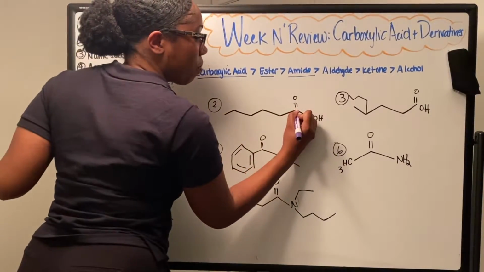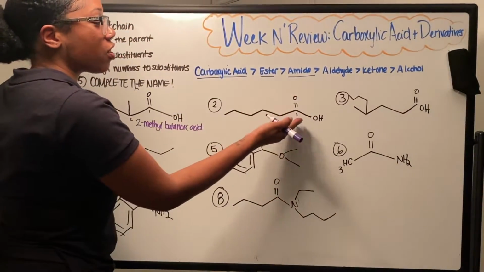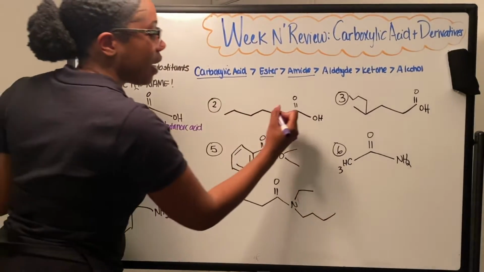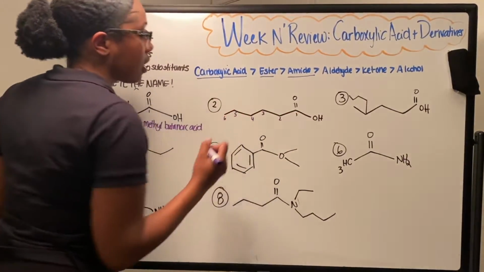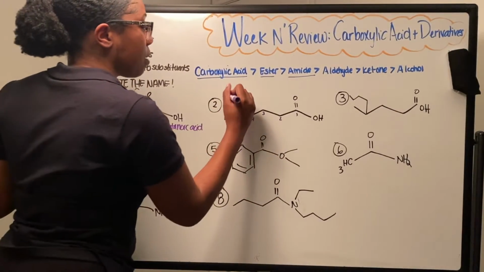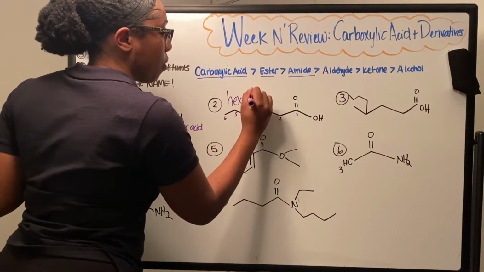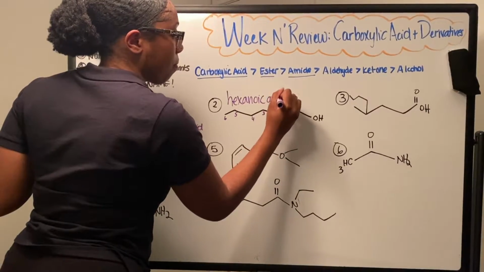All right, so here, this is a really easy one. We just go about numbering. The carbonyl that starts off the carboxylic acid gets the number 1. So 1, 2, 3, 4, 5, and 6. So this here is simply going to be hexanoic acid.